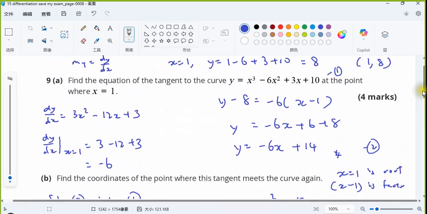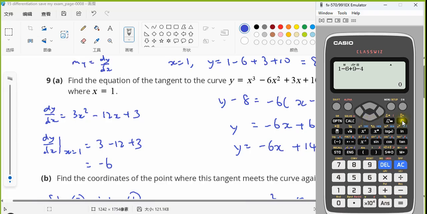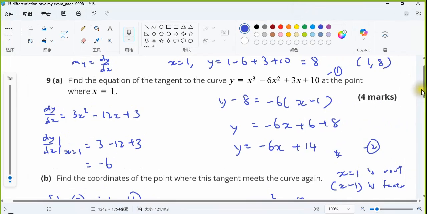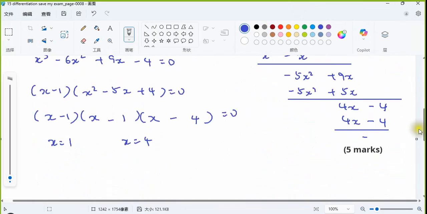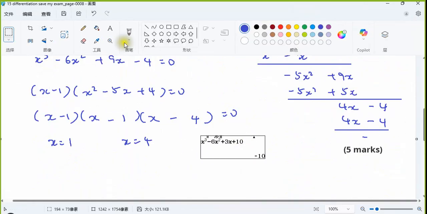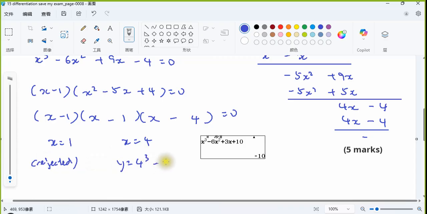When x equals 4, then y is x cubed minus 6x squared plus 3x plus 10. So substitute with 4, y is 4 cubed minus 6 times 4 squared plus 3 times 4 plus 10, which is negative 10. So the point is (4, negative 10).